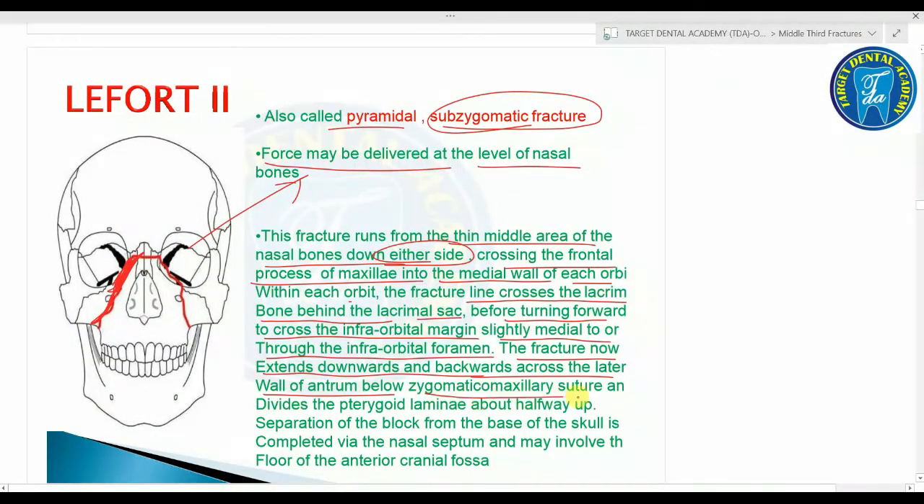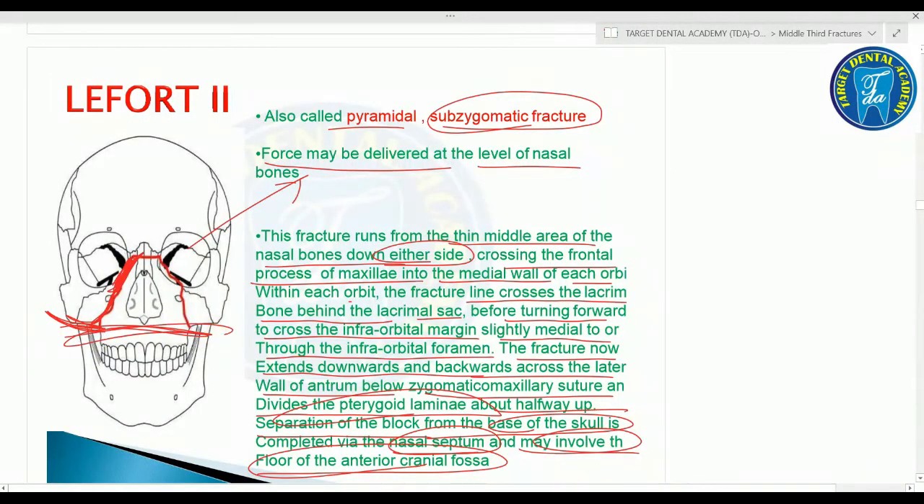And the zygomatico-maxillary sutures, they divide the pterygoid lamina about halfway, and separation of the block from the base of the skull is completed via the nasal septum, which may involve the floor of the anterior cranial fossa.